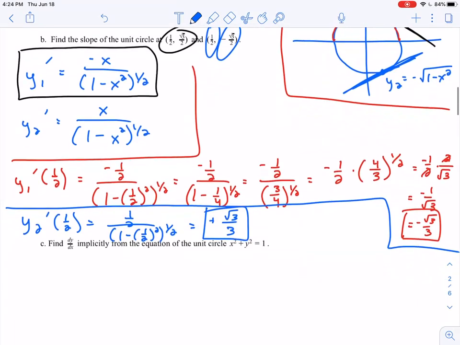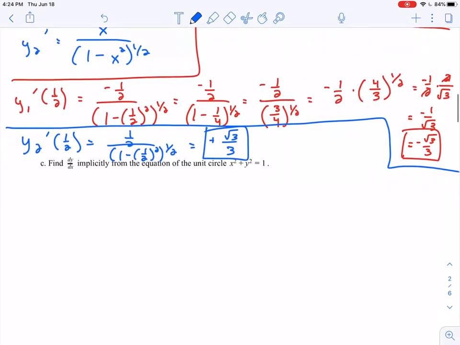I'm going to show you a different way to do this, though. I'm going to take that same function, x squared plus y squared equals 1. It's a little bit hard to see, so let me see if I can erase. I want to find dy/dx, or y prime. It doesn't really matter which notation you use. I'm going to find that implicitly from the equation of the unit circle, x squared plus y squared equals 1.